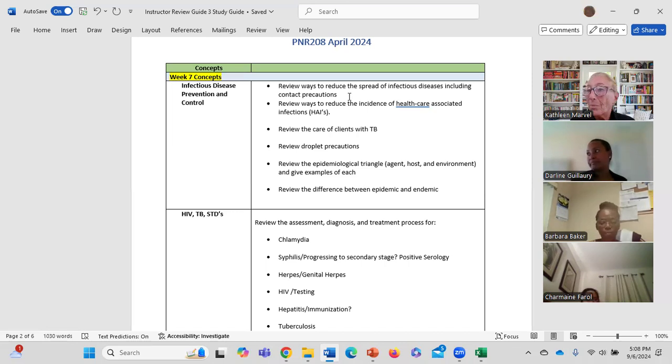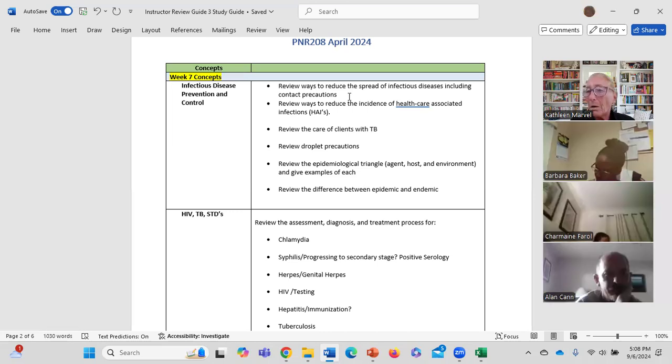The agent is the disease or infection. Whatever it is, it's a bacteria, virus, or chemical exposure. The host is who? You. Us. The agent is affecting the host.